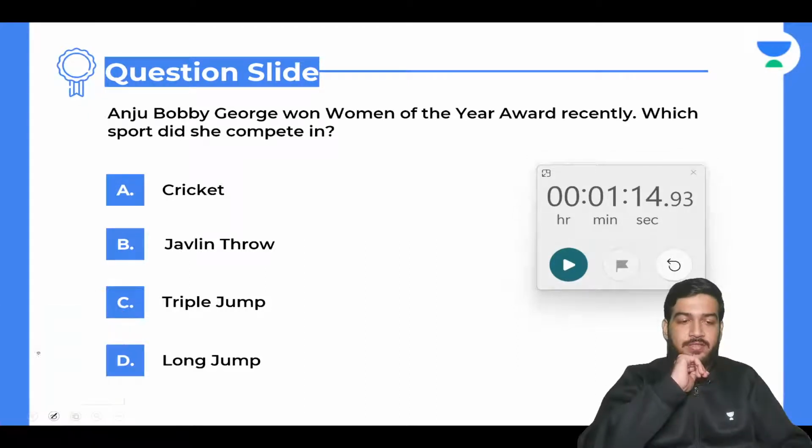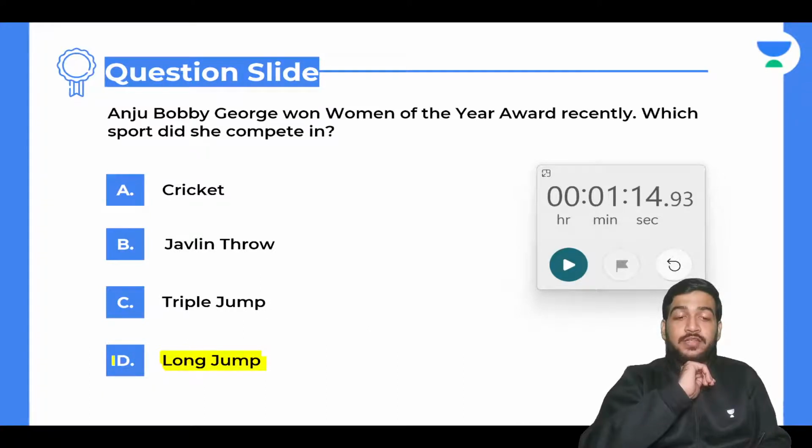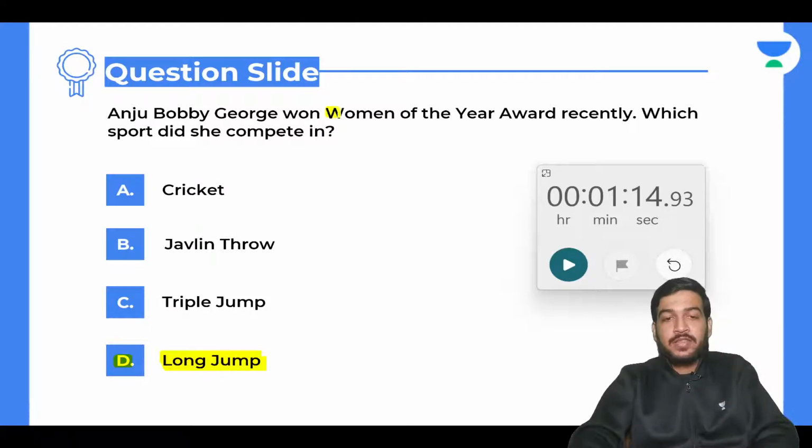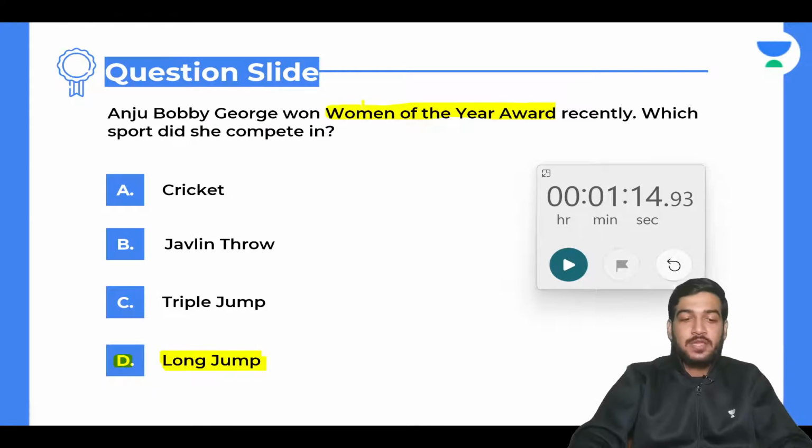Alright. The answer to this question is long jump. She stood 4th in the 2002 Olympics and then went on to win a bronze at the World Athletic Championships, and this year won the Women of the Year award for supporting athletic sports. But her own sport was long jump.